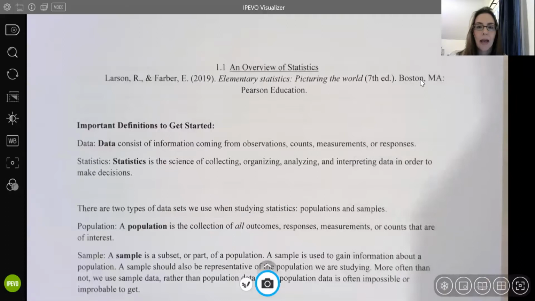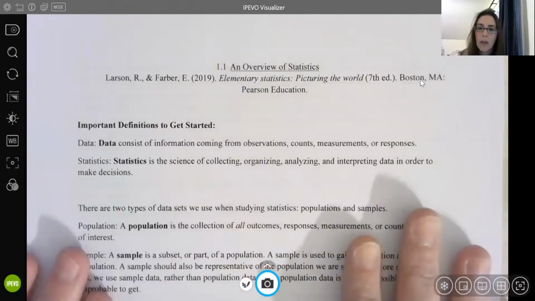Today we're going to learn about statistics and really introduce some of the basic definitions. So we're going to start with section 1.1, the first section in our textbook. And again, chapter 1 is really about definitions and really getting used to the lingo that we're going to use in statistics. So let's introduce that now.